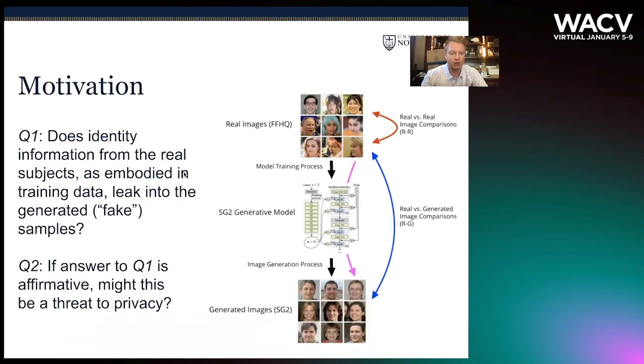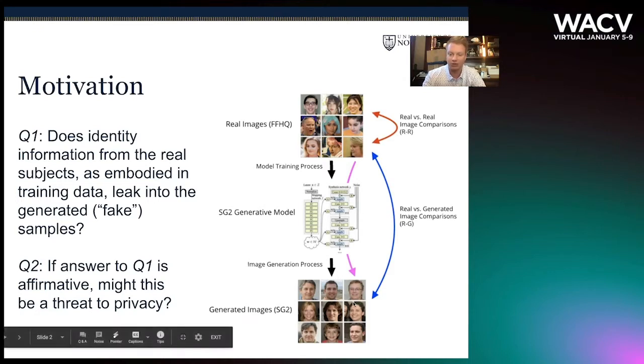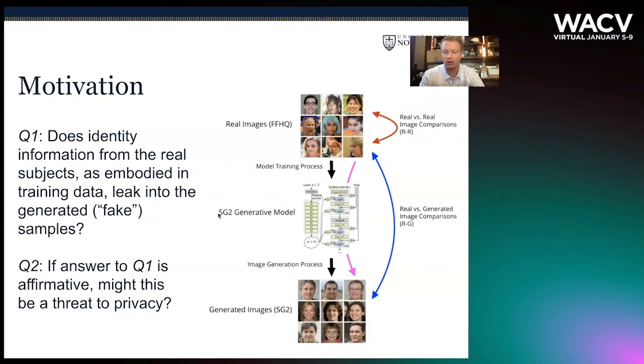So the motivation for this work stems from the idea that identity information can leak from the real images that are supplied during the training process to the generated sample images at the end of the generative process. We're using the StyleGAN2 generative model from NVIDIA, which generates photorealistic high-resolution images of really whatever you feed into the training data set. The second question we have to ask is, if we do see identity leakage, could this be considered a potential threat to privacy?